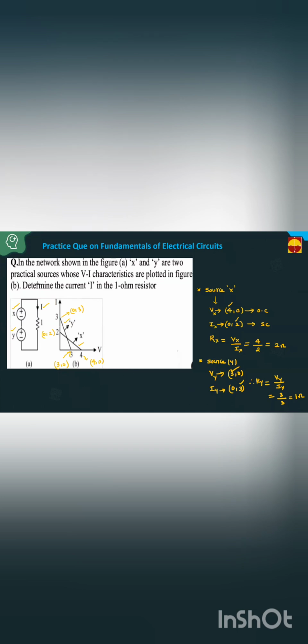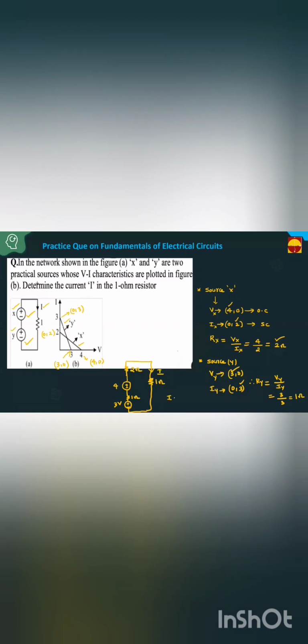Now, I am representing this equivalent circuit. Source X voltage, how much, friends? This is 4 volts. Source X resistance is 2 ohms. Next, source Y resistance is 1 ohm. Source Y voltage, how much, friends? This is 3 volts. And this is connected to a 1 ohm resistor. That is given in the circuit. In this 1 ohm resistance, you have to find out what the current I is.